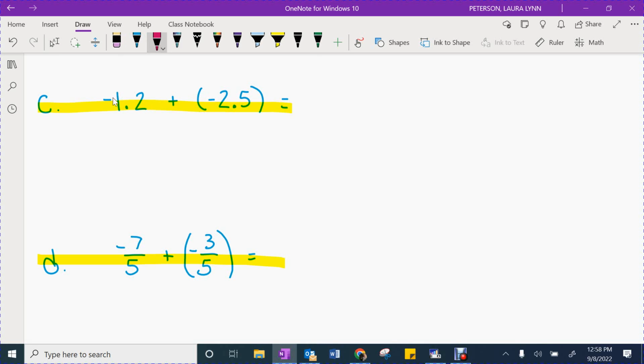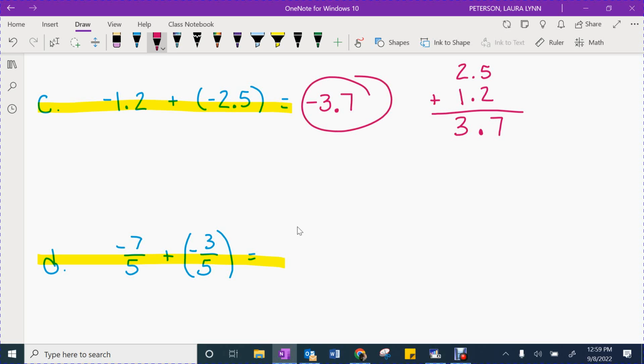C is negative 1.2 plus negative 2.5. Well, I noticed that they are the same signs. They're both negative, so that just means we add like normal. So I do 2.5 plus 1.2. 5 plus 2 is 7. Decimal carries down. 2 plus 1 is 3. Because both numbers are negative, your answer stays negative. So you have negative 3.7.